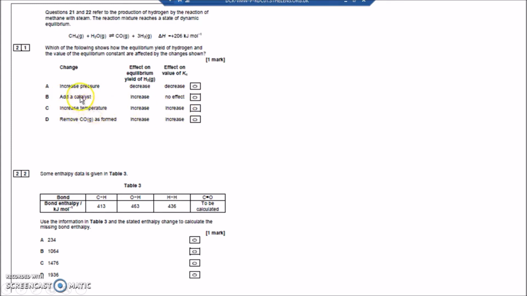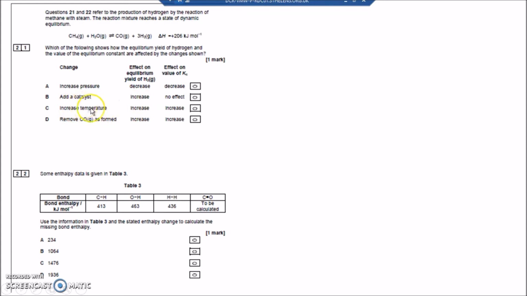Let's have a look. Adding the catalyst increases the yield of H2. Now, adding a catalyst doesn't shift the position of equilibrium to the right or the left. Adding a catalyst just speeds up the forward and backward reaction, so equilibrium is achieved more quickly. So that's clearly wrong as well. It's not going to affect the position of equilibrium. So the answer is most definitely C.